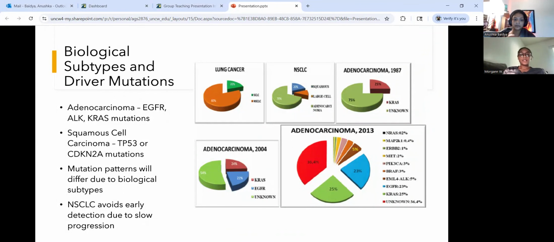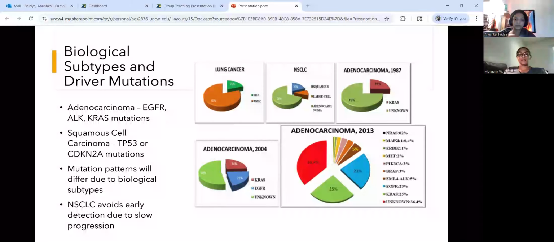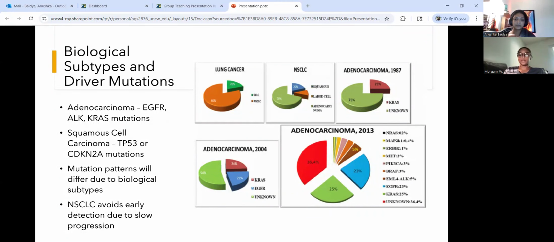And NSCLC also is one of these cancers that bypass early detection because of how slow it is to progress. With other cancers, it's a lot easier to detect because there are screening programs and things of that nature. But because it is such a slow developing cancer, it really does take a bit to recognize. And most of the time, it's not recognized until symptoms present themselves.